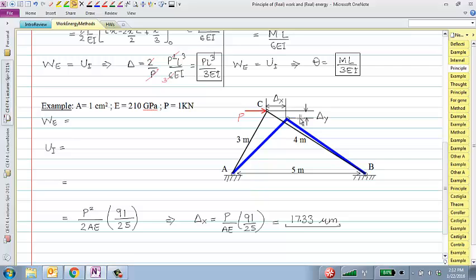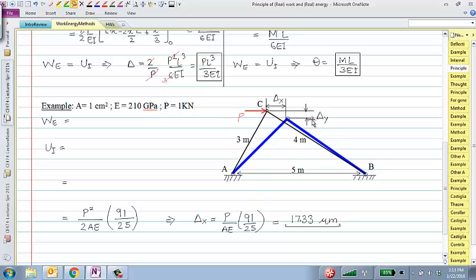Here's a way of using the real work and real energy principle to try to find delta x. I'm applying this load P, and this black structure deforms to this blue structure in that process. It goes to the right by delta x. So what would be the external work done? Yes, half times P times delta x.